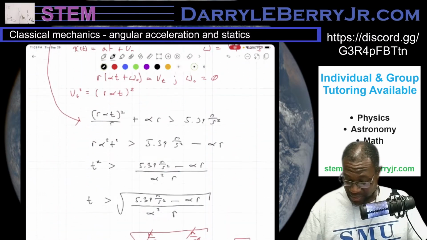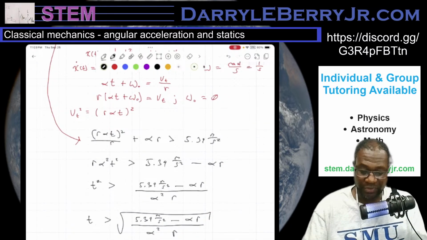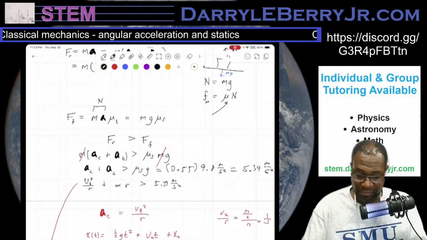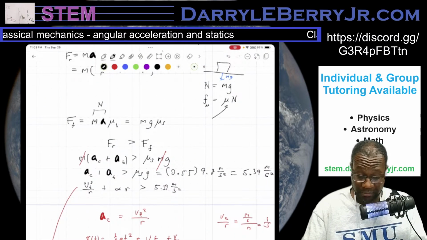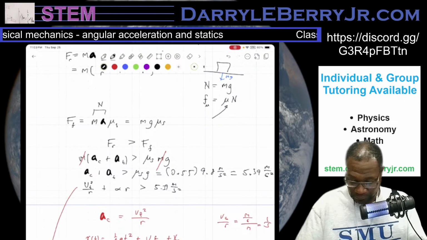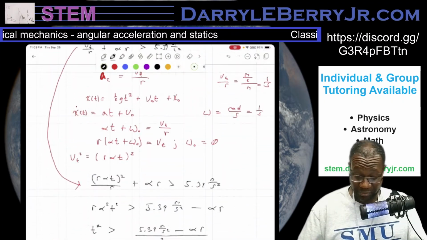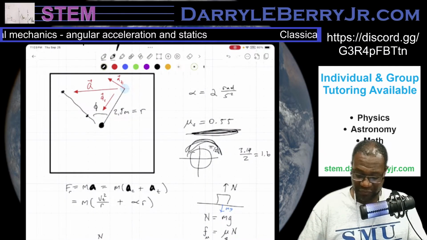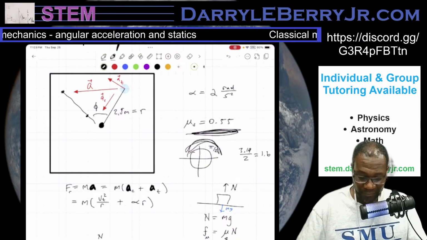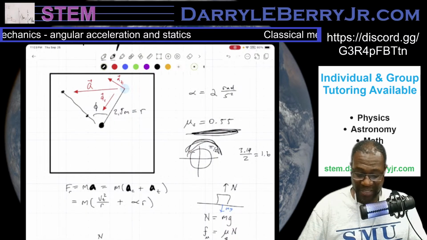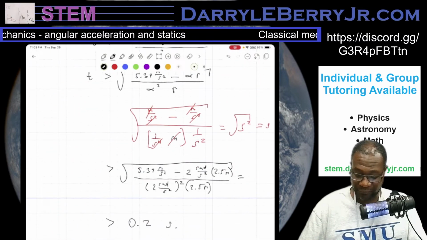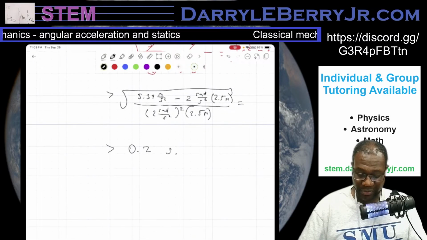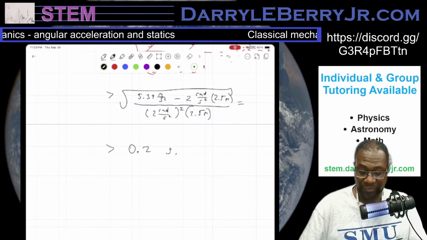If I would have tried to increase my coefficient of static friction, then I would have had to change a few things. I guess I just had to change the acceleration. I had to rewrite that a few times. But there we have it. So, given a coefficient of static friction of 0.55, acceleration 2 radians per second squared, with an object 2.5 meters from the center where it's spinning, all you need is 0.2 seconds and the thing will start moving.